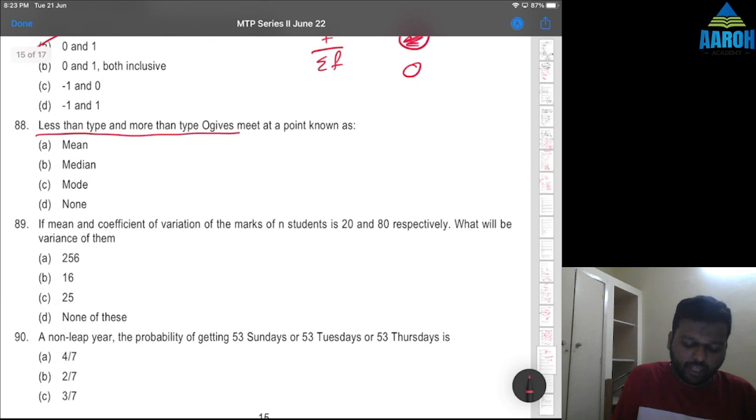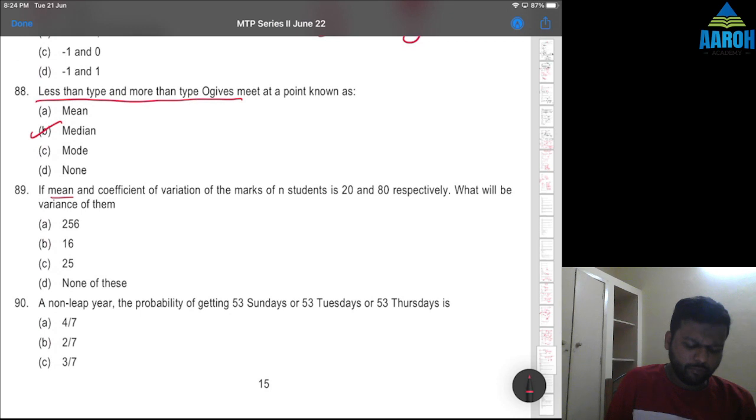Less than type and more than type ogives meet at a point known as median. Again, a purely theory question, or if you know the concept of how to find median graphically, that will help. Okay, so median. If mean and CV, coefficient of variation, is 20 and 80 respectively, x bar is 20, CV is 80. What is variance?